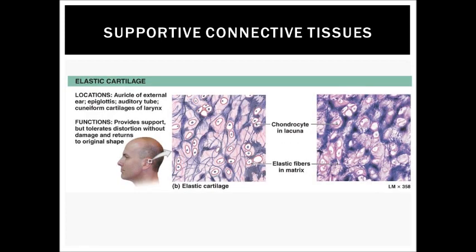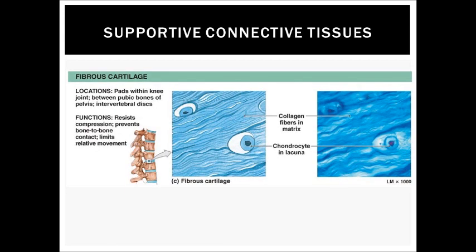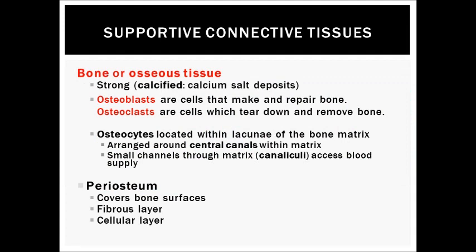Second, elastic cartilage. Example locations are in the external ear and larynx cartilage. If you see the image, this time, for elastic cartilage, the matrix is filled with elastic fibers. Third, fibrous cartilage, or you can also call it fibrocartilage. Example location is in the intervertebral discs. And for fibrocartilage, the matrix is filled with collagen fibers. Okay, done with the cartilage.